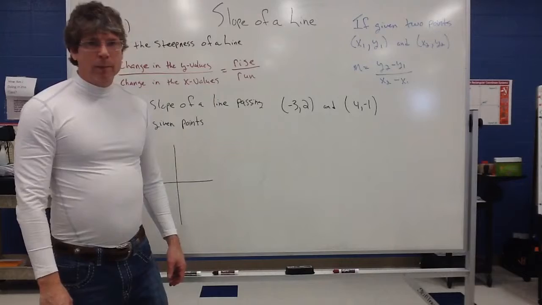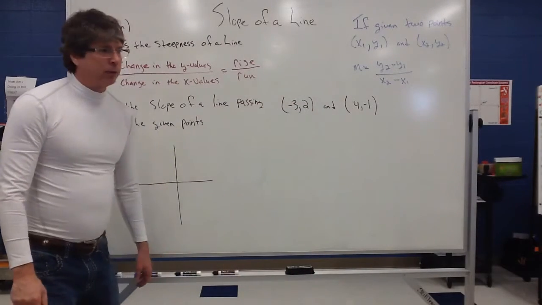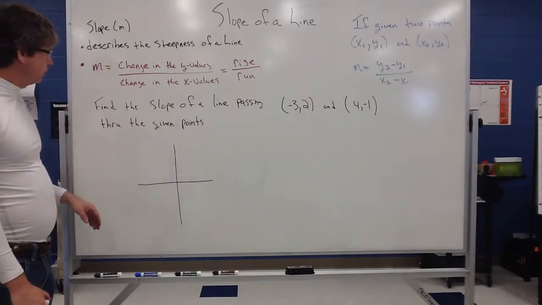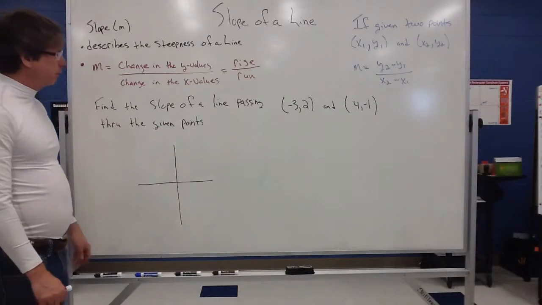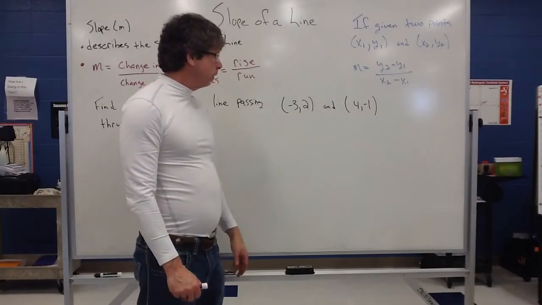So good afternoon. We're going to again work with slope, just continue working some different types of examples. This question here just says, find the slope of a line passing through the given points. So I'm given these 2 points, (-3, 2) and (4, -1).